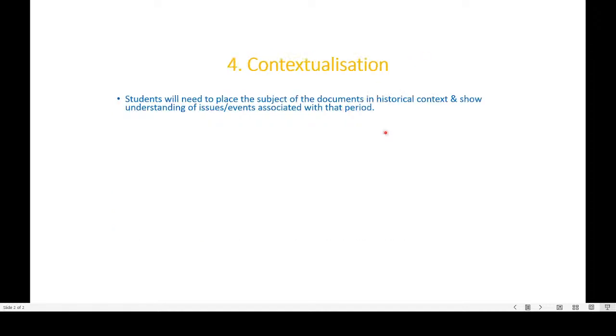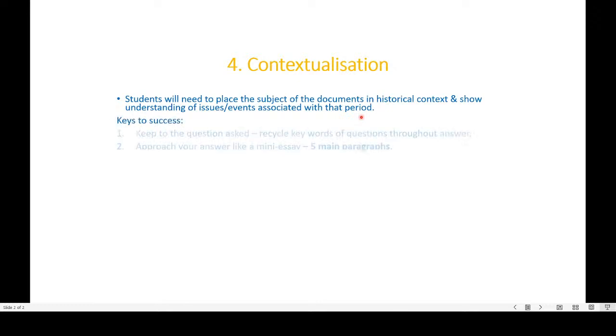So finally, our contextualization question, our mini essay. Now students will need to place the subject of the documents in historical context. So you won't be making reference to the documents here. You're placing it into the bigger picture at the time. So you need to show understanding of issues and events that are associated with that period. We have 4 keys to success here.